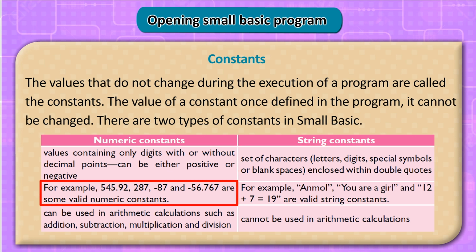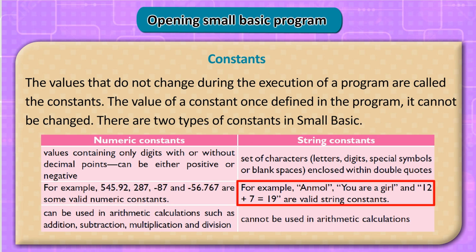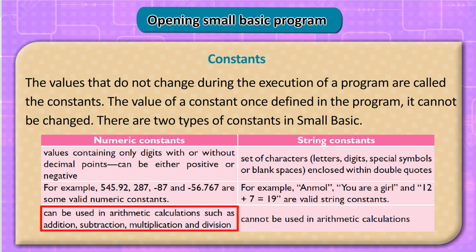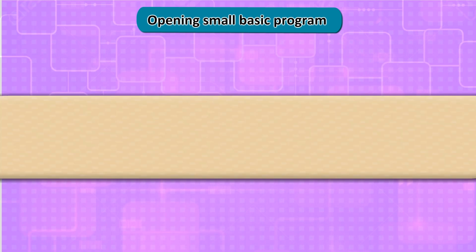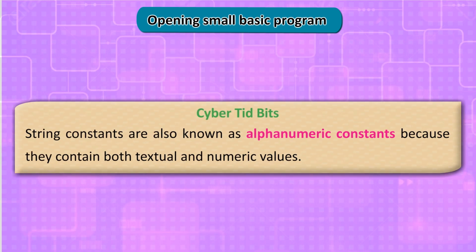For example, 545.92, 287, 87 and 56.767 are some valid numeric constants. For example, "Anmol", "You are a girl" and "12 plus 7 equals 19" are valid string constants. Numeric constants can be used in arithmetic calculations such as addition, subtraction, multiplication and division. String constants cannot be used in arithmetic calculations. String constants are also known as alphanumeric constants because they contain both textual and numeric values.